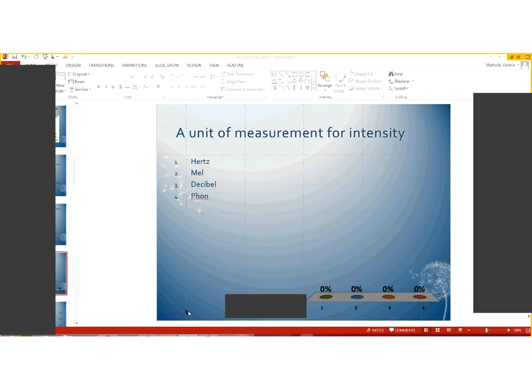Okay, so a unit of measurement for intensity is: A, hertz; B, mil; C, decibel; or D, phon. Okay, C is correct, decibel.